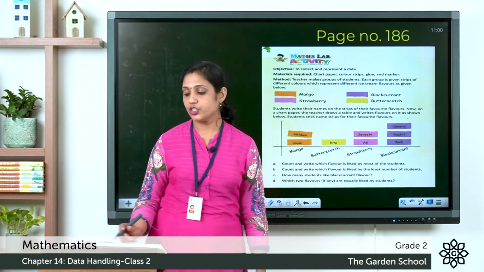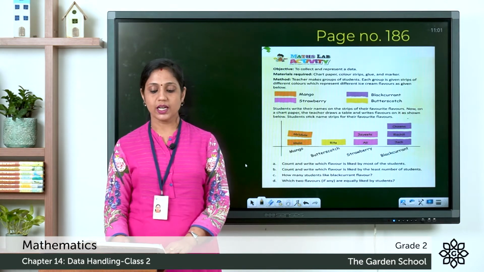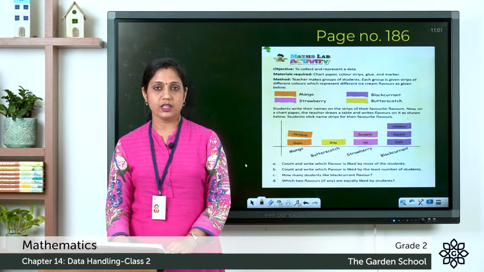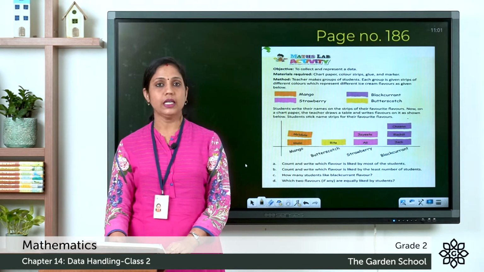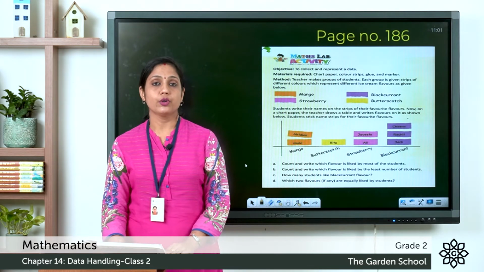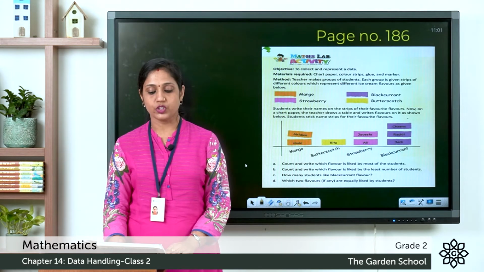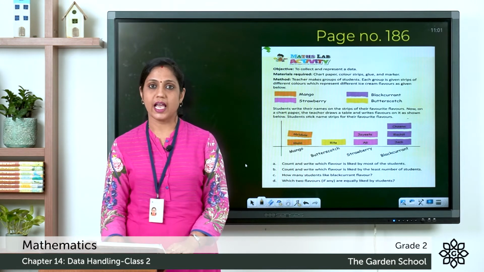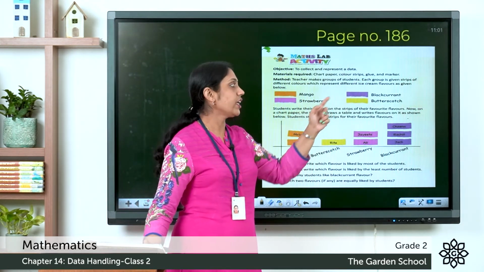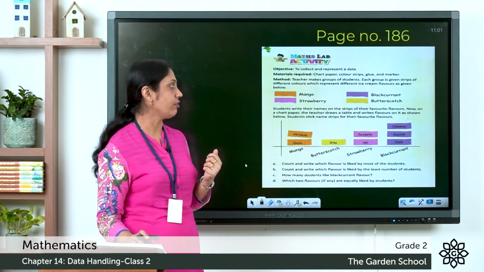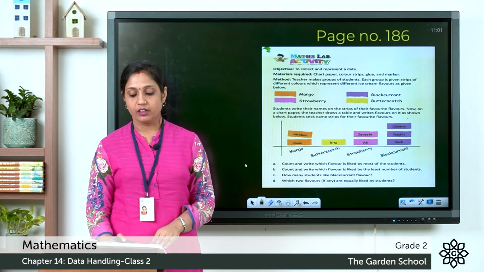Let's move on to the next page. We have a Maths activity. Objective: to collect and represent our data. Materials required: chart paper, color strips, glue and marker. Method: the teacher makes groups of students. Each group is given strips of different colors which represent different ice cream flavors as given below. So you can see here mango, strawberry, blackcurrant and butterscotch flavors of ice cream are given. Students write their names on the strips of their favorite flavors.